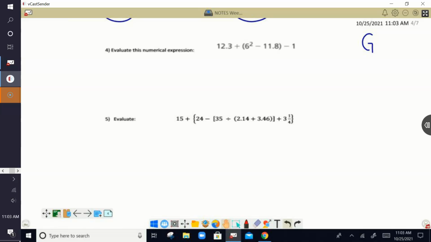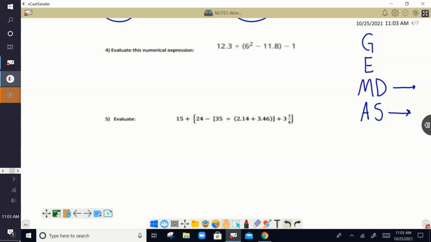So grouping symbols, we always work in them. We always want to find what our exponents are. We could do that first step, just get rid of our exponents and rewrite the number. And then we finish all of the multiplying and dividing from left to right. We read it like a sentence, and we do all multiplying and dividing first. Once all of that is finished, then we look at adding and subtracting, and once again, we go from left to right.